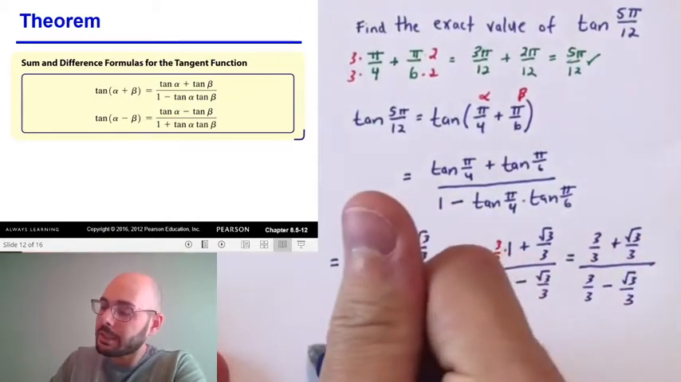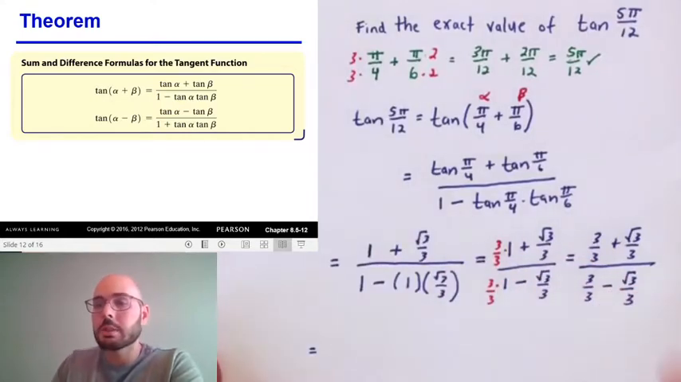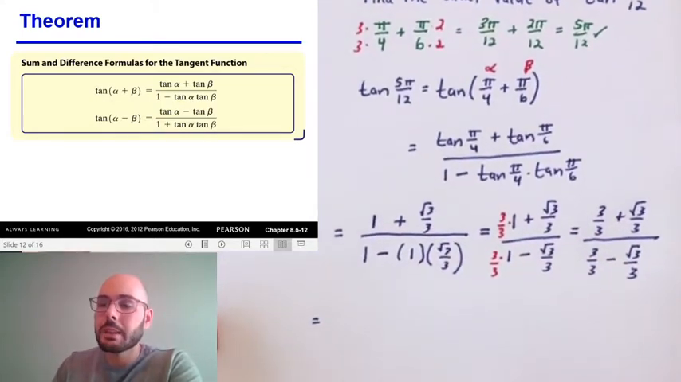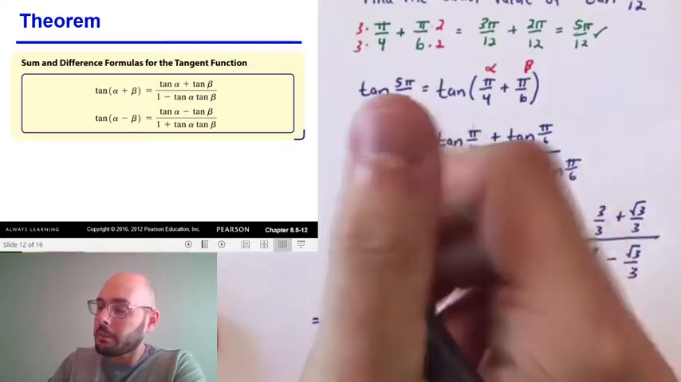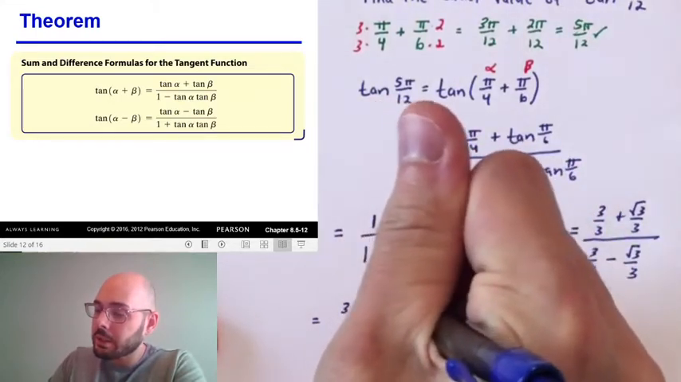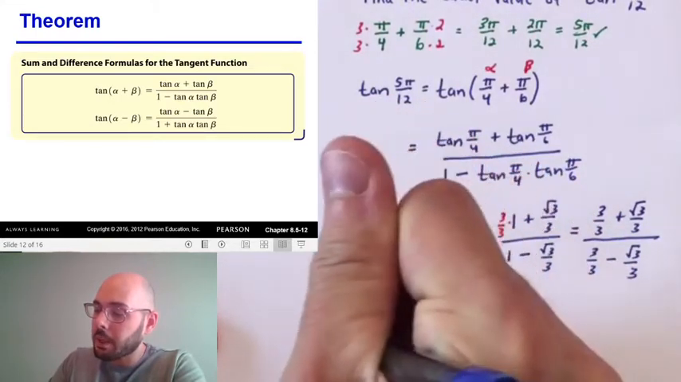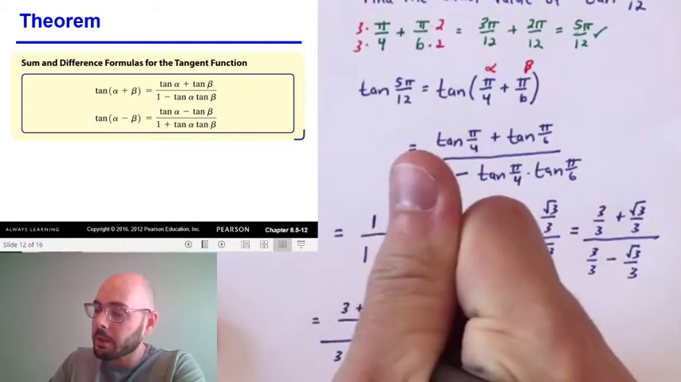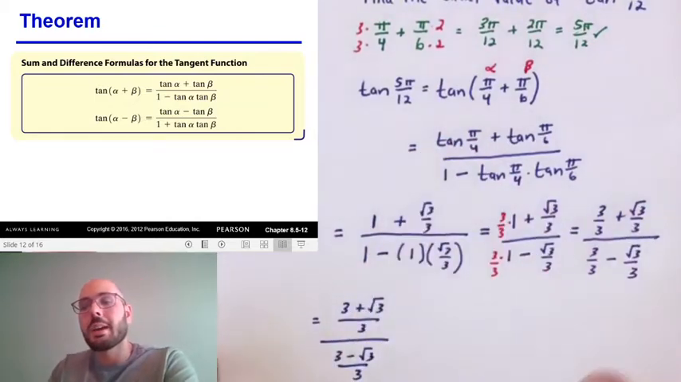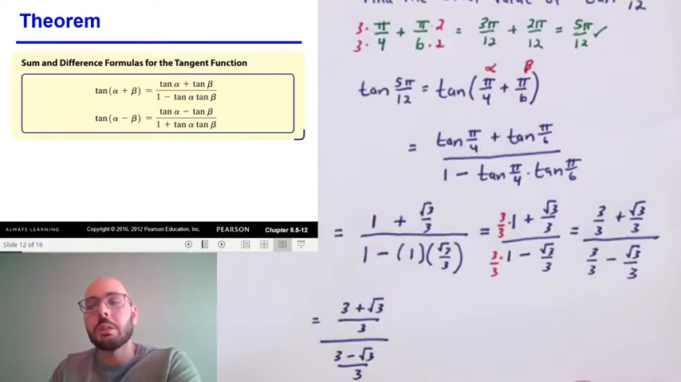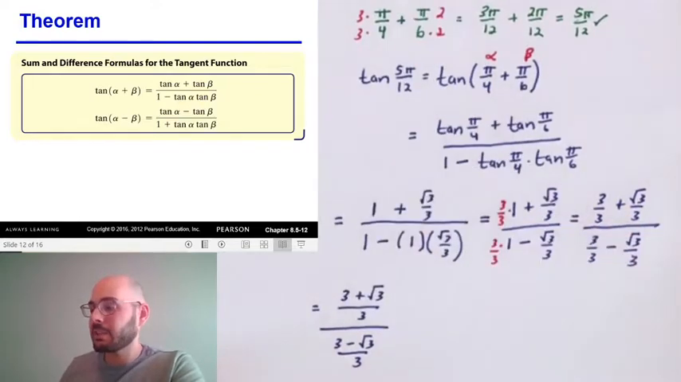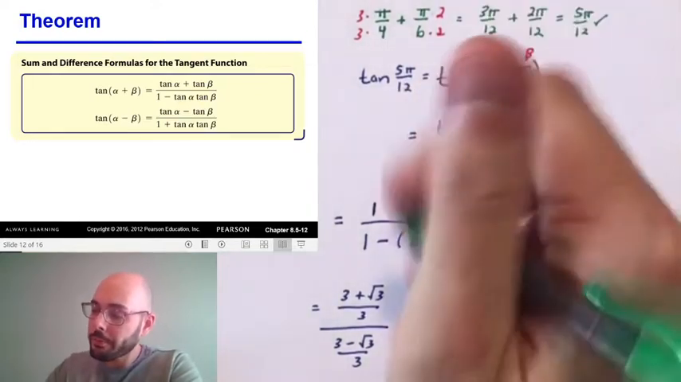I'm going to move down here to continue my writing. These can be combined into single fractions on the top and on the bottom. So we should have 3 plus square root 3 over 3 on the top, and then on the bottom we have 3 minus square root 3 over 3. So now I'm ready to KFC. That's keep, flip, change.